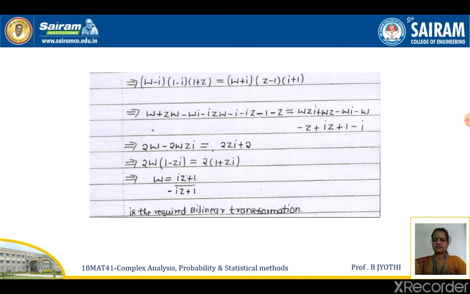That is, when we cancel the 2 on either side and keep the W on one side, transferring all the remaining to the other side, we get W equals (iZ plus 1) divided by (minus iZ plus 1), or we can write it as (1 plus iZ) divided by (1 minus iZ). We can also multiply by its conjugate and keep the denominator without i. So this is the required bilinear transformation for the given points.